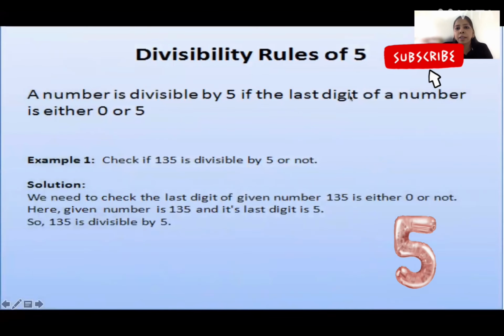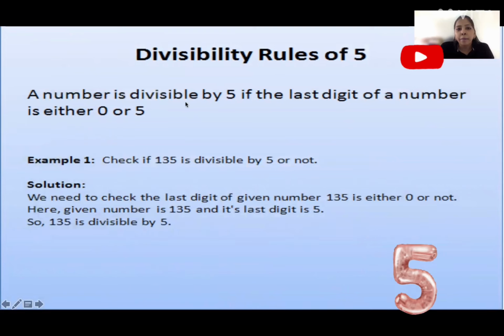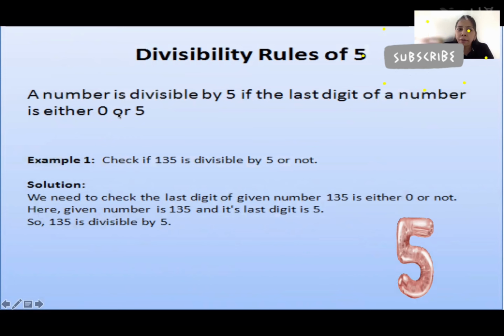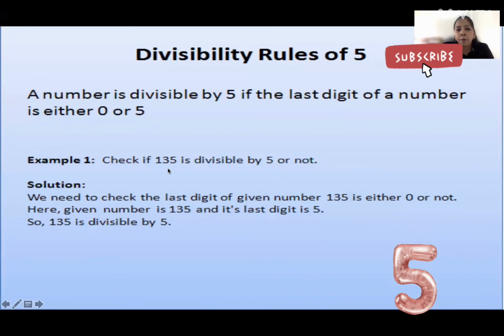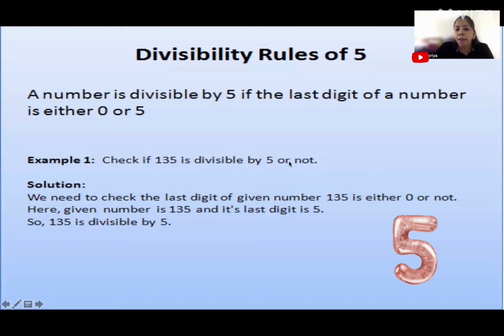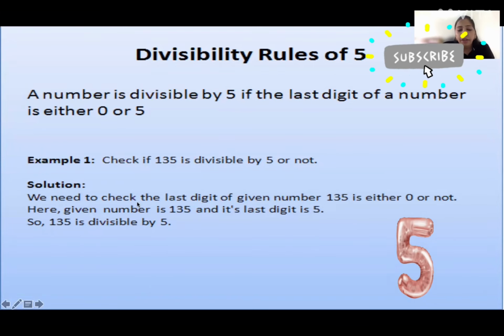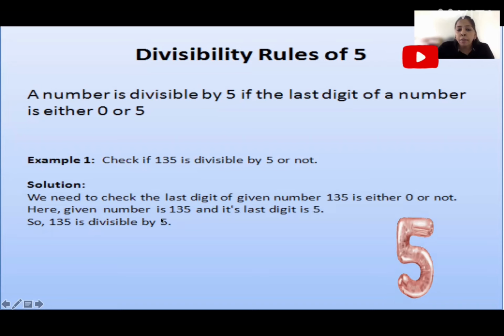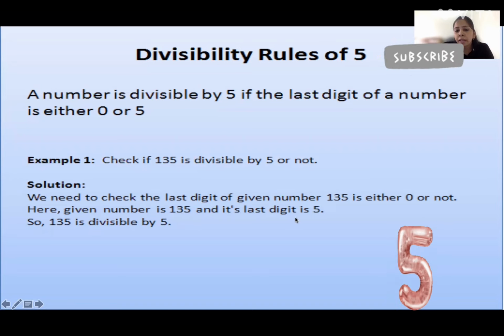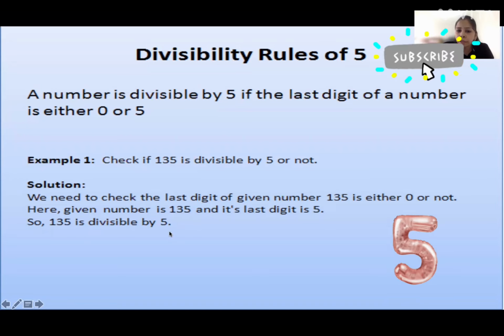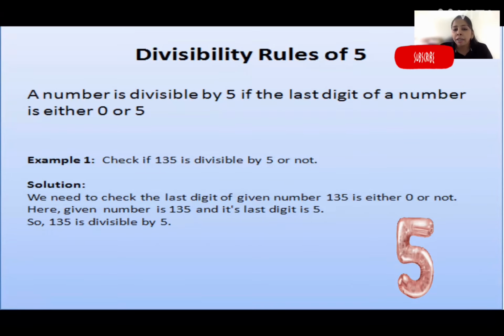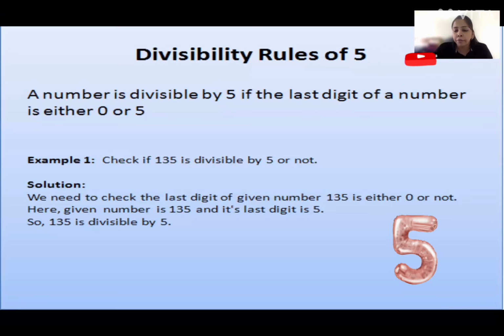Next one is the divisibility rule of 5. A number is divisible by 5 if the last digit of the number is either 0 or 5. For example, check if 135 is divisible by 5 or not. We need to check whether the last digit of the given number 135 is either 0 or 5. Here the given number is 135 and its last digit is 5. So 135 is divisible by 5, because a number having the last digit 0 or 5 is divisible by 5.